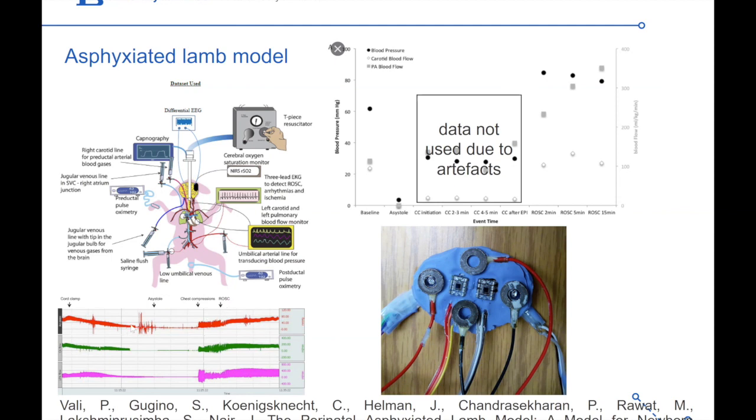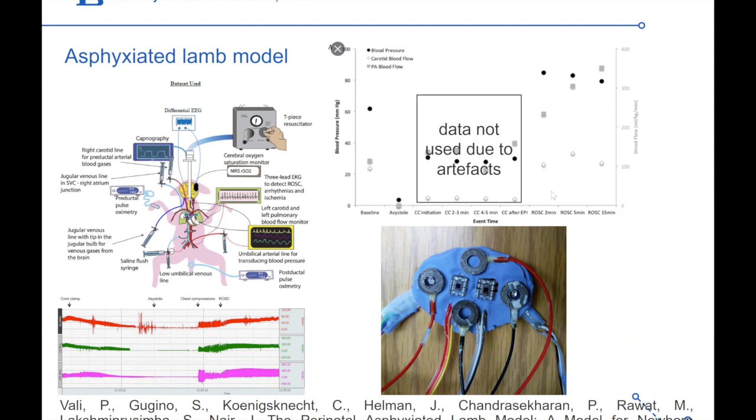So that's kind of the idea behind it, and you can see here, as expected, you have some baseline measure, and during asystole the blood pressure and the carotid flow all come close to 0. We couldn't use the data during chest compression because there are a lot of movement artifacts, so we had to remove that data.